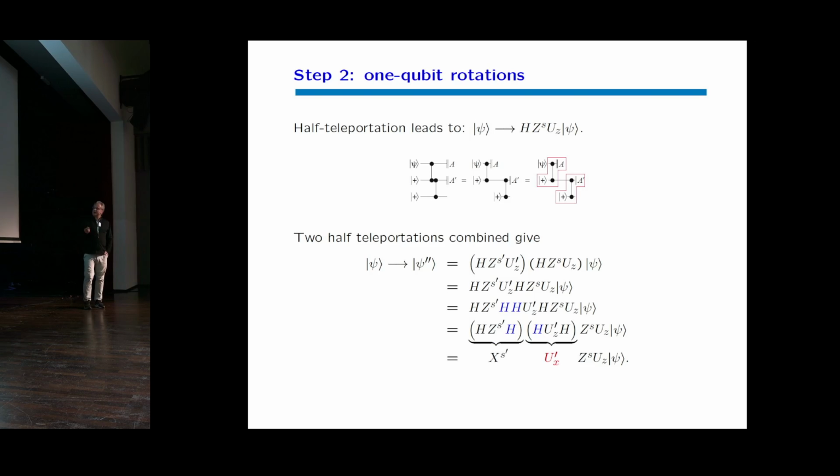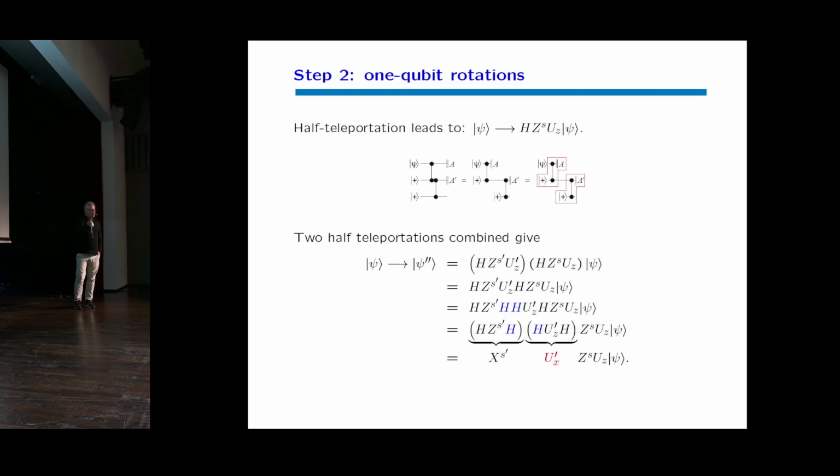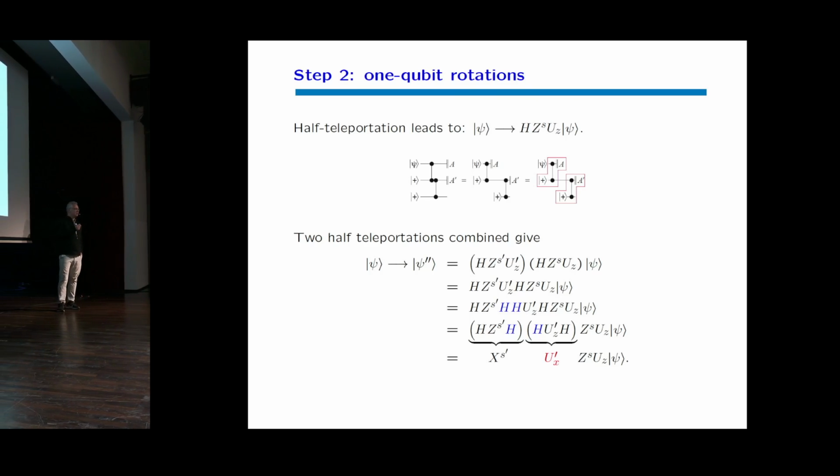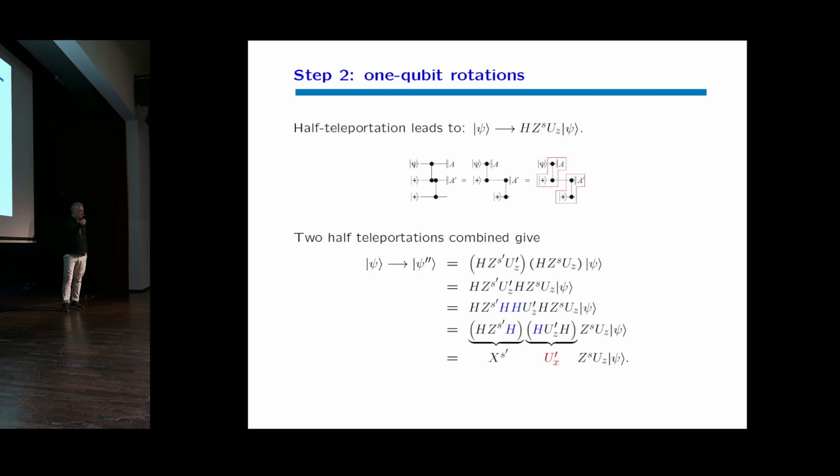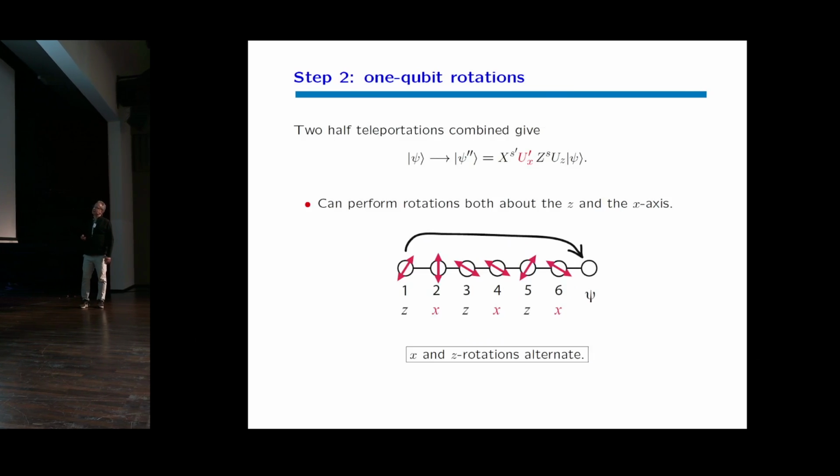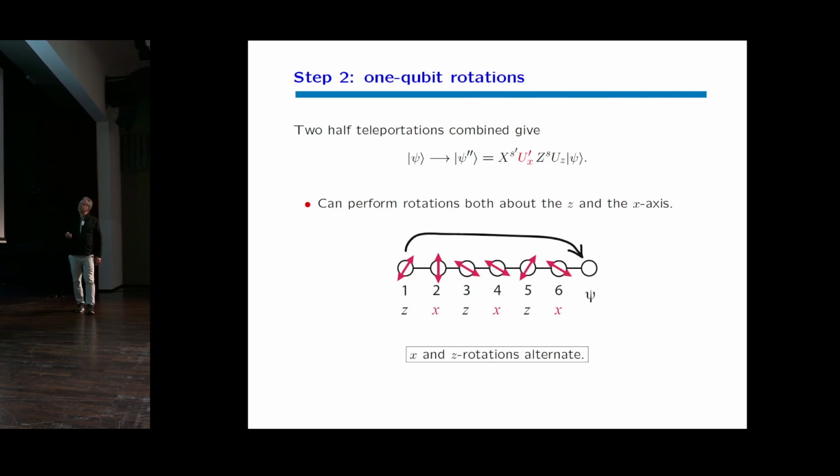We can do rotations about the z-axis and rotations about the x-axis. And which one we do doesn't have to do with the measurement basis. In this case, what it has to do with is where we measure. There will be sites for performing X rotations and sites for performing Z rotations. And what the measurement basis chooses is the rotation angle. Good. Okay. So overall, what we find is that we can do both X and Z rotations and that these rotations alternate.